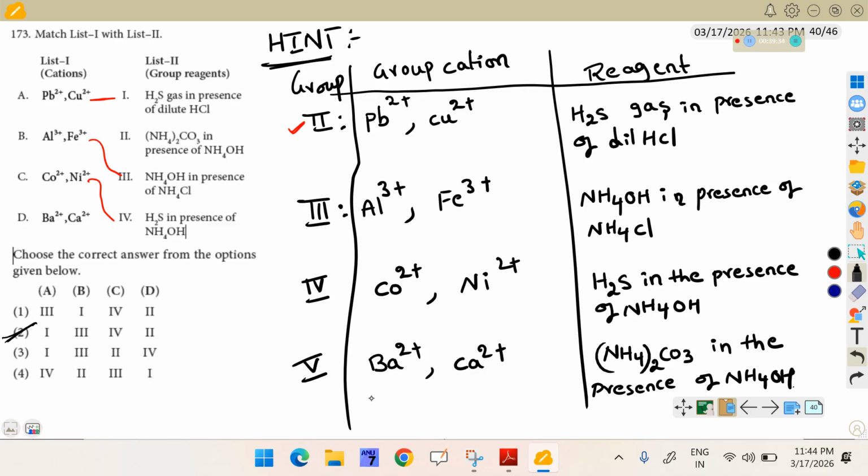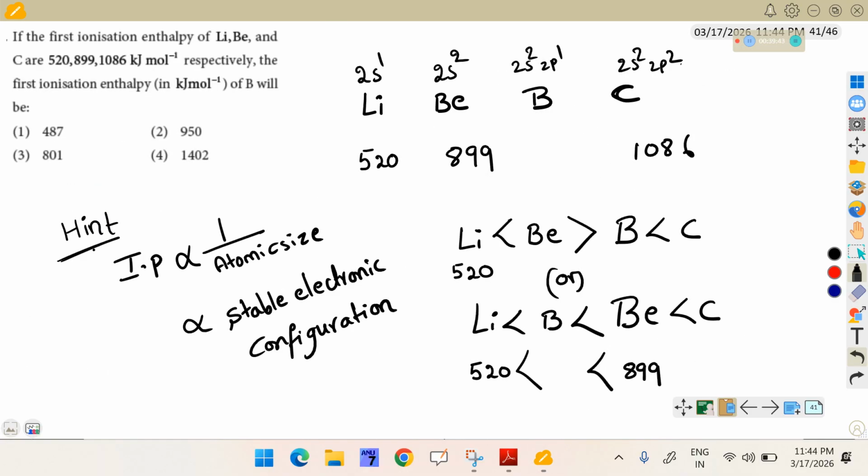Group 5 cations Ba2 plus and Ca2 plus, and the reagent is ammonium carbonate in the presence of NH4OH. If the first ionization enthalpy of lithium, beryllium and carbon are 520, 899, 1086 kilojoule per mole respectively, the first ionization enthalpy of boron. Lithium, beryllium, boron, carbon are period 2 elements.